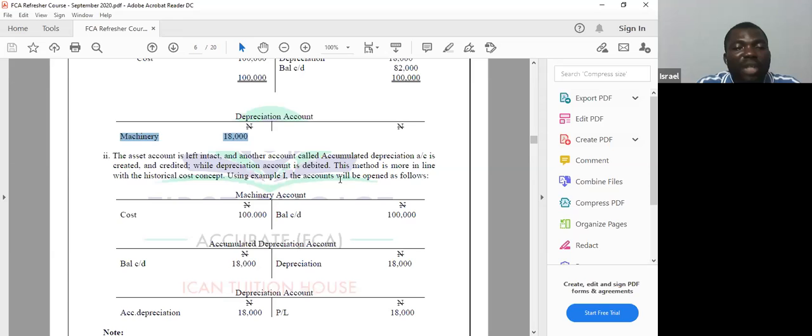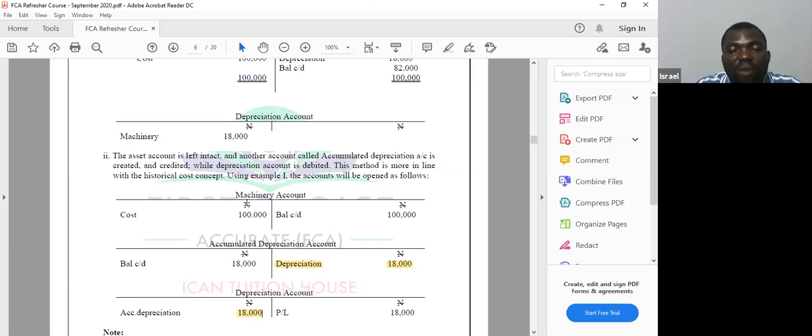So I have my machinery cost to be 100,000, I have my 100,000 here. Then for the depreciation for the year, depreciation is an expense account, so I have 18,000 here. Now the second leg will not come to my machinery account. It will come to what we call the accumulated depreciation account. Because this is the first time that you are going to record this transaction in my record, it will have 18,000, a credit balance. So you credit the accumulated depreciation, then you debit the depreciation account.